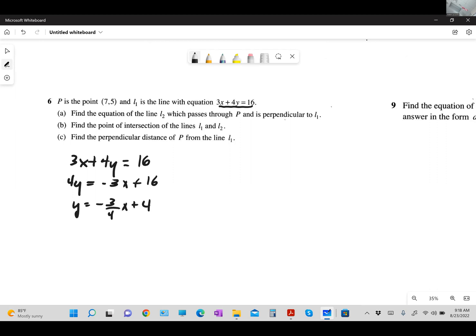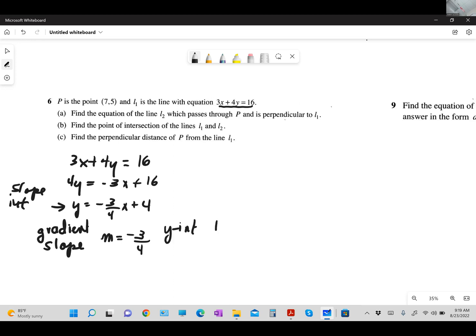And now what is this form called here? Y-intercept or slope-intercept form. And what information have we gathered? So our gradient or our slope, m, is negative 3/4. We don't need this piece of information, but the y-intercept is 4 and the coordinate is (0, 4). Agreed? Okay, we probably don't need that, but we're talking about it.